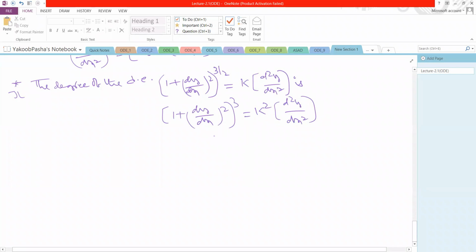So here the maximum derivative is 2, so order is equal to 2, and its power is 1. Sorry, it is square. This power is 2. So degree is equal to 2. Order and degree is equal to 2.